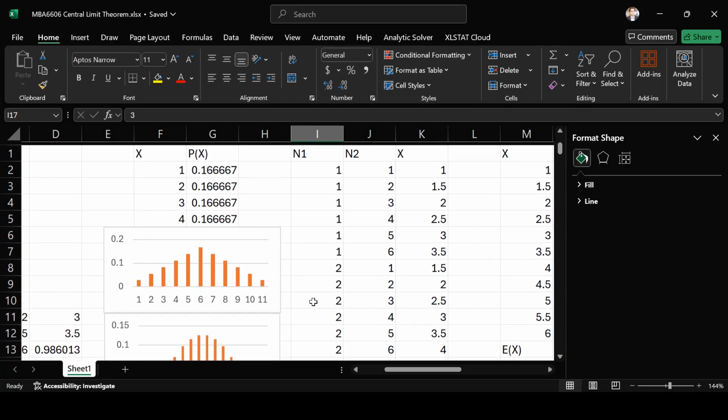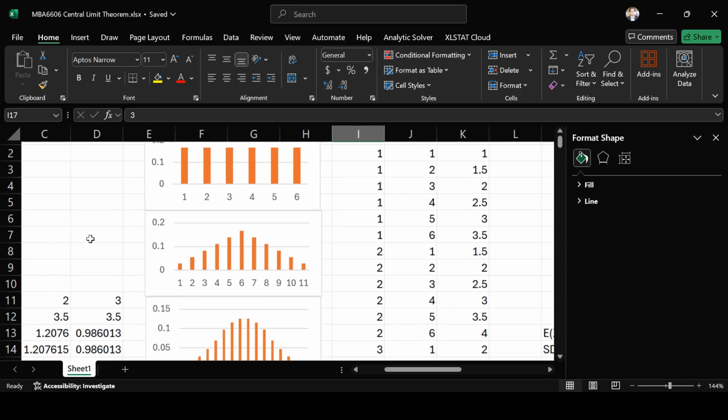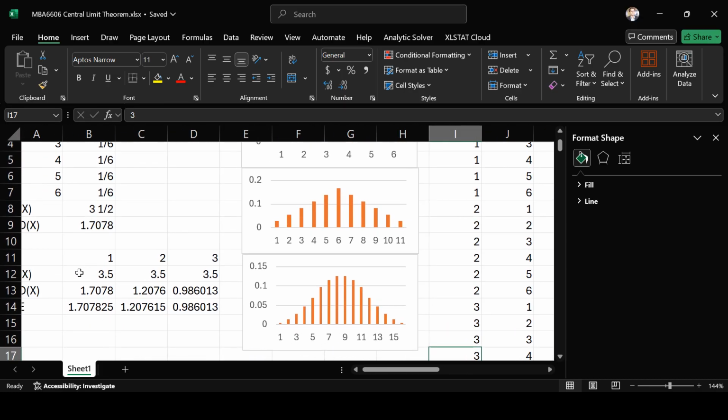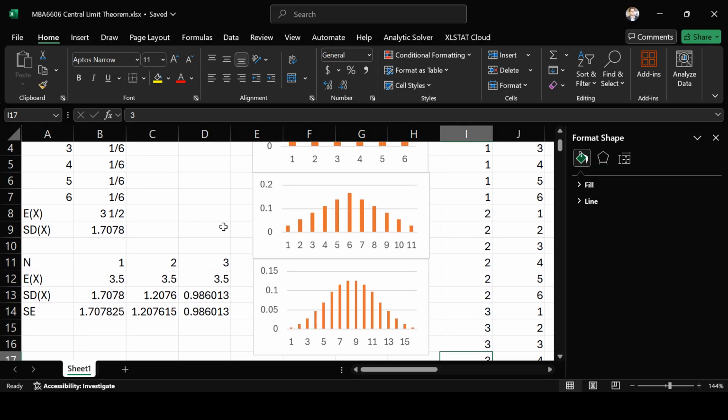So what we observe is, as we increase the sample size, the expected value continues to remain the same, but the standard deviation of the sampling distribution decreases.